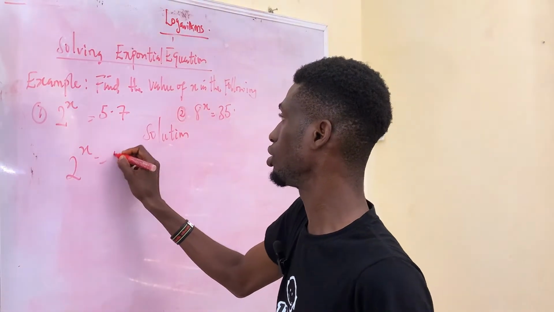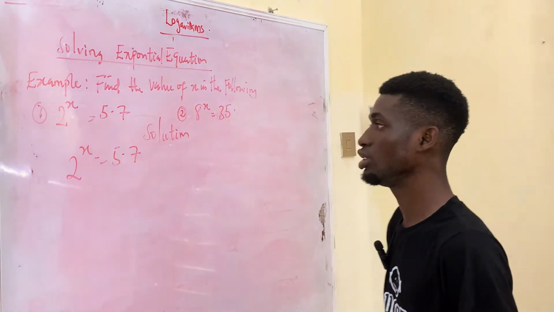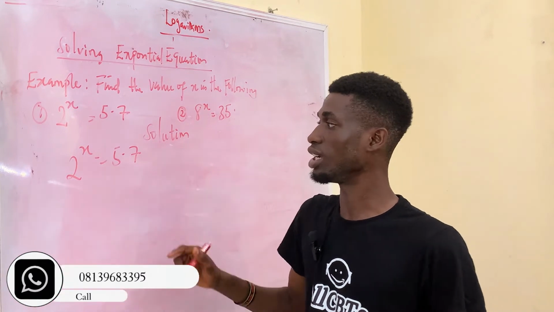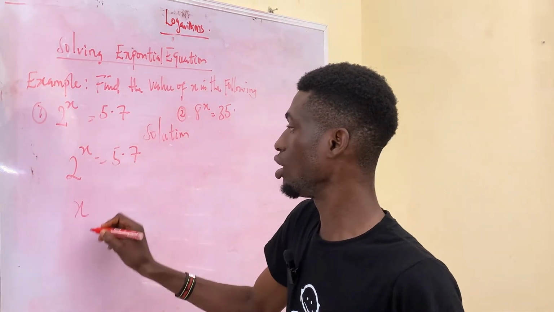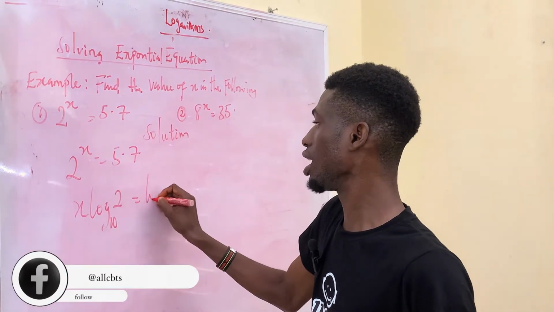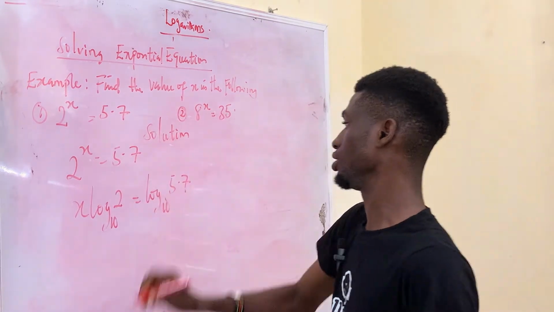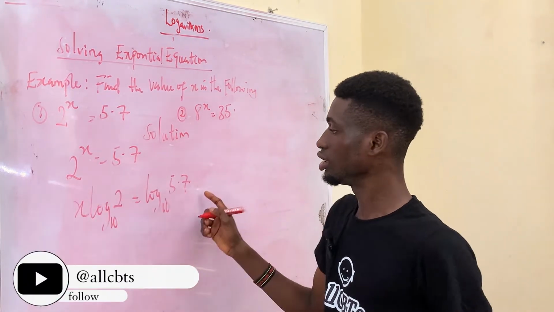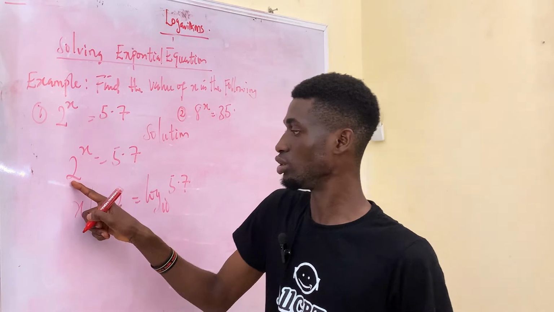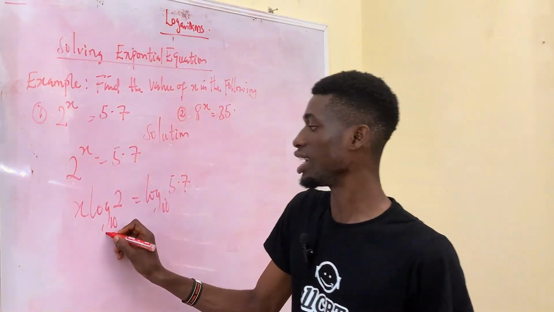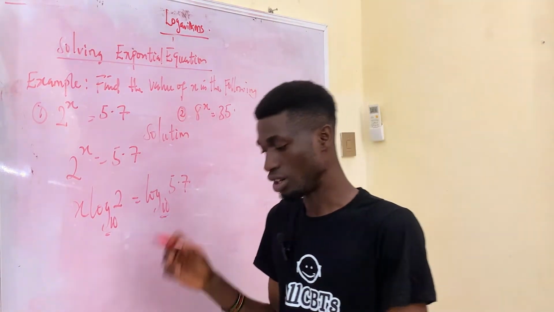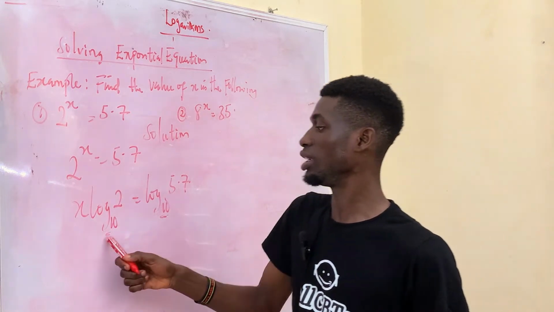2 raised to the power x equals 5.7. Now the first thing you have to do is take the logarithm of both sides. So if you want to do that, then x is going to come down, log 10 2, then we have log 10 5.7. Now you have to take log of both sides in this question. So x is going to come down, then you have log 10 2, because your logarithm is always expressed in base 10, except if you are given another base. But normally on your calculator, your logarithm is always expressed in base 10.